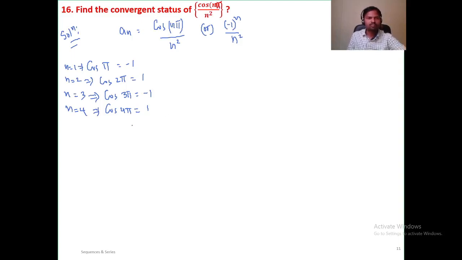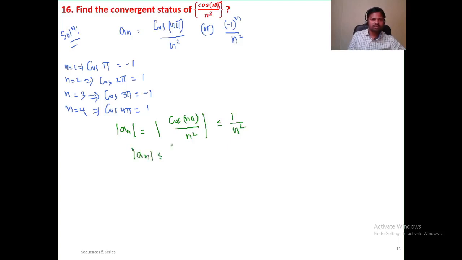So here I can apply it. Just find the modulus of an. This is the modulus of cos n pi divided by n square, which is less than or equal to 1 by n square, obviously. So therefore the modulus of an is less than or equal to 1 by n square. So I can write minus 1 by n square less than or equal to an less than or equal to 1 by n square.